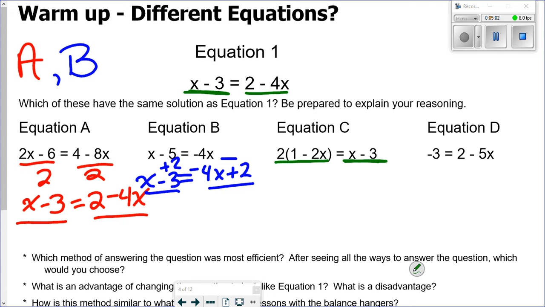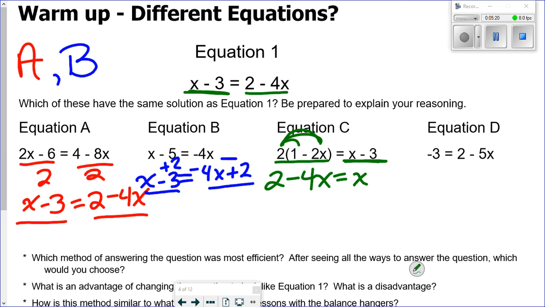Since there are parentheses, I know I can take that 2 in equation C and use my distributive property. Let's see what happens when we distribute the 2. 2 times 1 gives us 2. 2 times negative 2x gives us negative 4x.